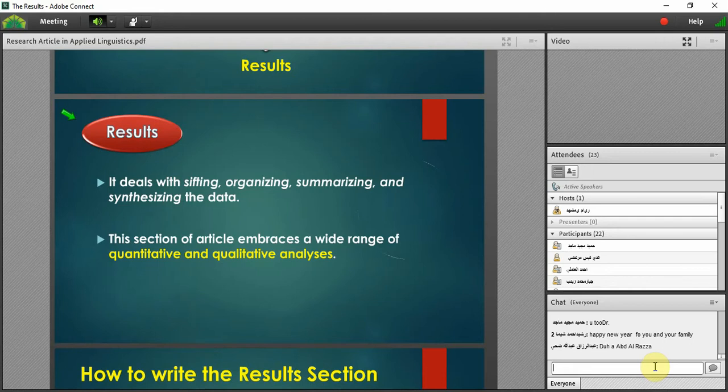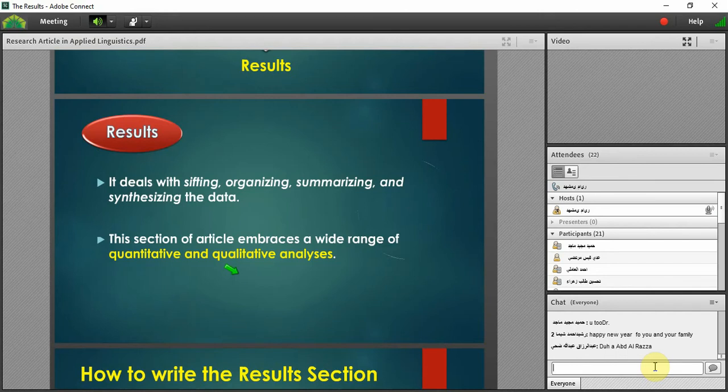Well, we have two main approaches to presenting the results section. The first one is quantitative, and the second one is qualitative approaches to data analysis in the results section. But as you may know, we have another approach, which is a mixed methods approach, having both quantitative and qualitative approaches to data analysis, okay?